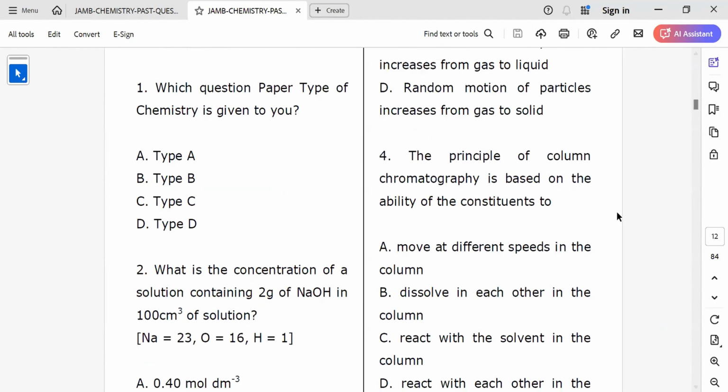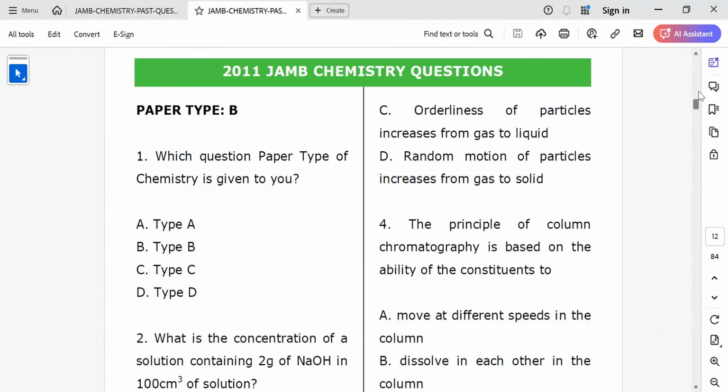Which says the orderliness of solid particles increases from gas to solid. So the orderliness increases from gas to liquid. And of course, look at option C: the random motion of particles increases from gas to solid. So option C is not correct, and option D is correct, because the orderliness increases.